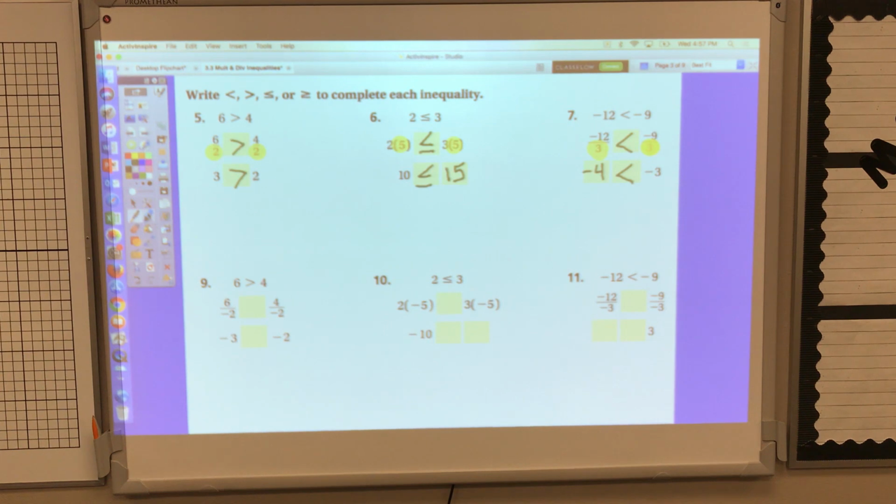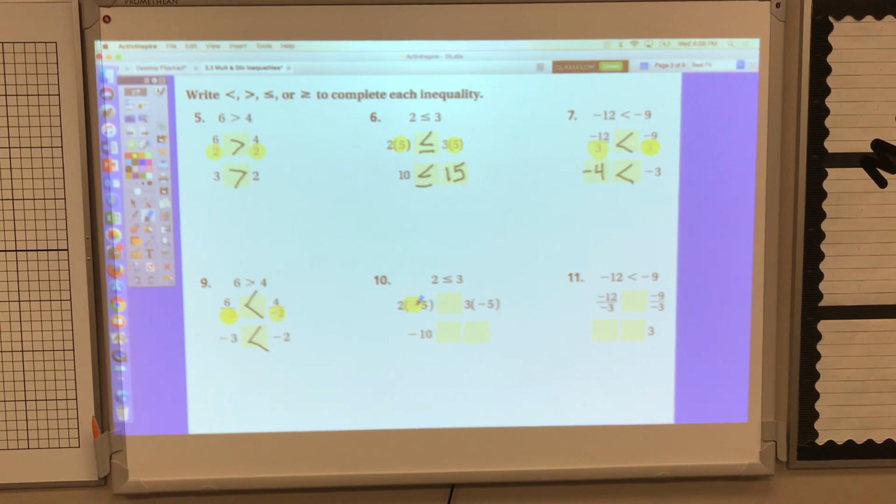Whereas when we look at these bottom 3, number 9, it was 6 is greater than 4. When I change that inequality by dividing both sides by negative 2, still getting that equivalent inequality, I get negative 3 and negative 2. Now negative 3 is less than negative 2. So what happened was, since I changed this by the opposite of 2, my sign becomes the opposite of what it originally was.